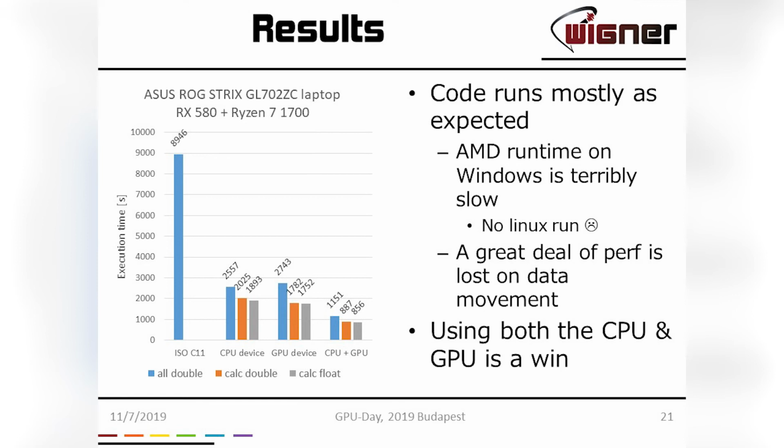And these numbers were coming from this laptop here. It's a desktop Ryzen 7 and an RX 580 AMD GPU inside, so high-end CPU, mid-range GPU. And the original ISO C11 calculation took, this is all in seconds, the all-sky search, it took roughly 9,000 seconds.